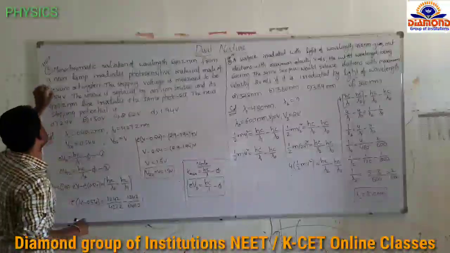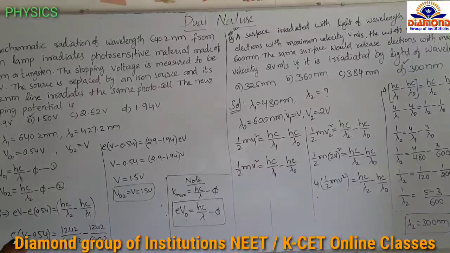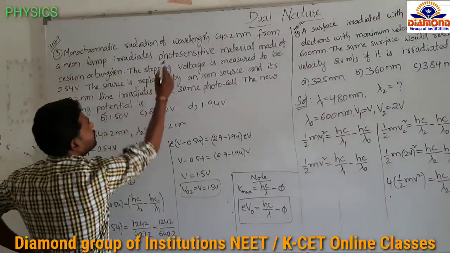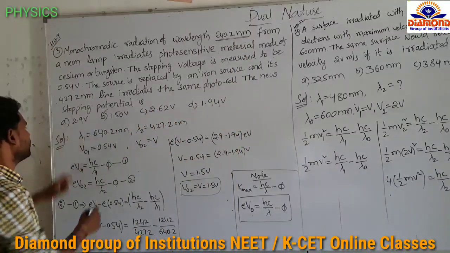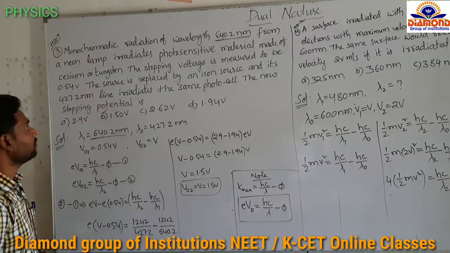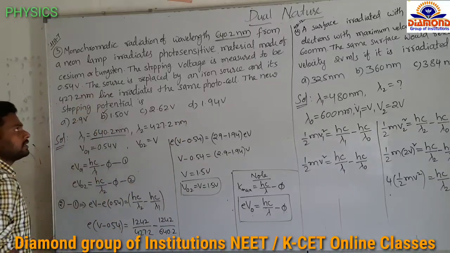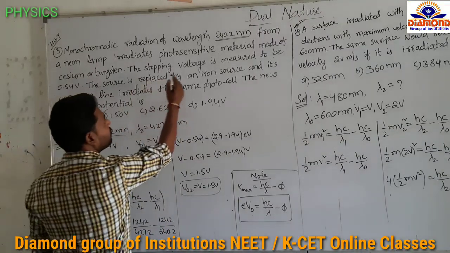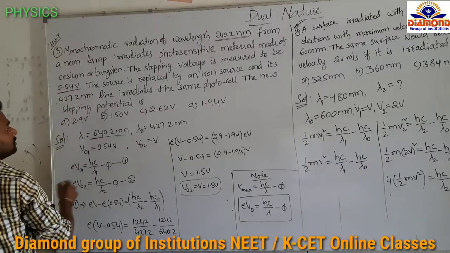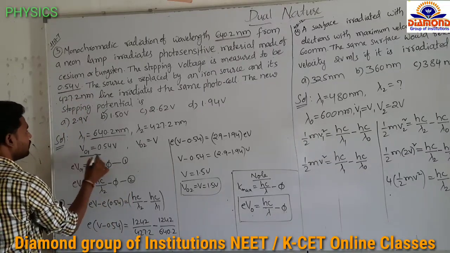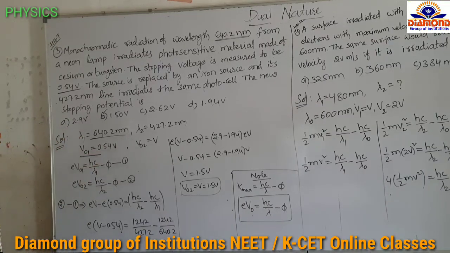See the next question, the third question. This question is the seventh question in your material home assignment. Okay, so the question is: a monochromatic radiation of wavelength 640.2 nanometers, so I wrote here lambda 1 equals 640.2 nanometers, from a neon lamp irradiates a photosensitive material made up of cesium or tungsten. Okay, leave that one. The stopping voltage is measured to be 0.54 volt. So the stopping voltage is also given. Whenever they use this wavelength of source, the stopping potential is 0.54 volts.